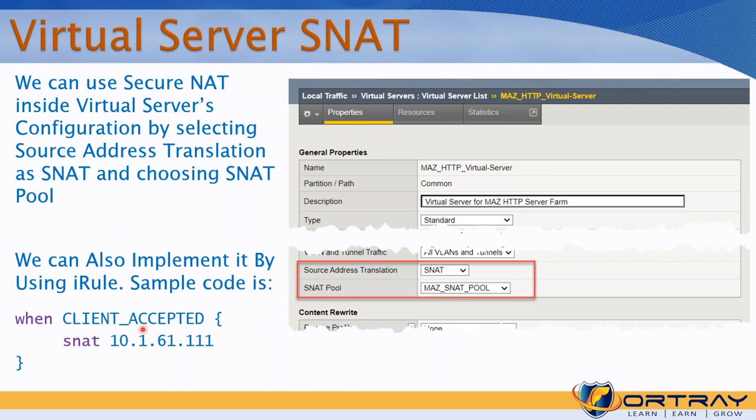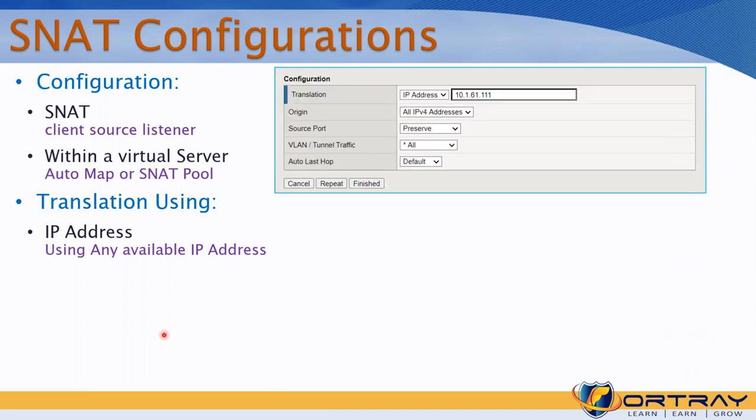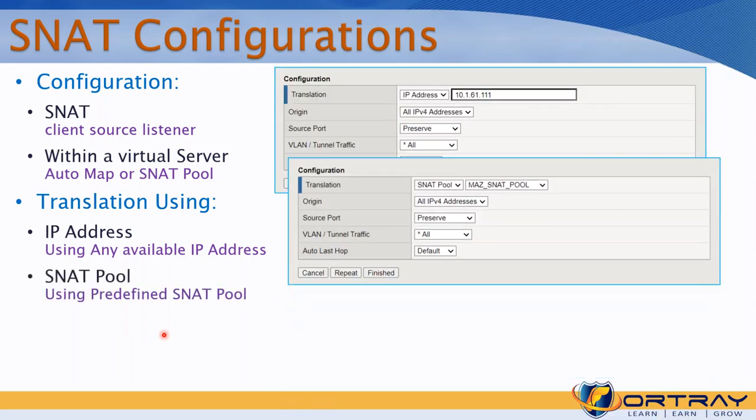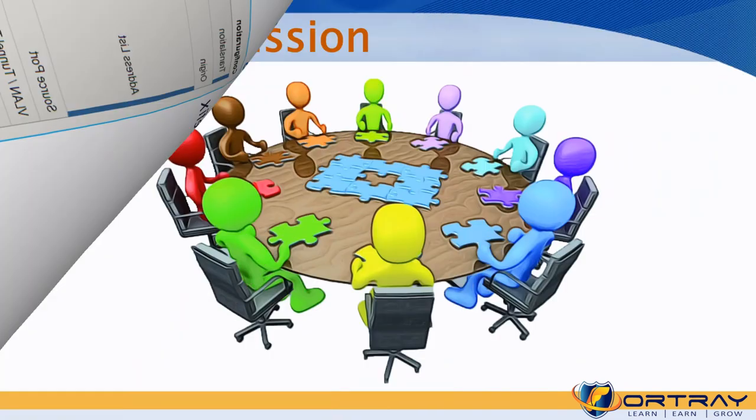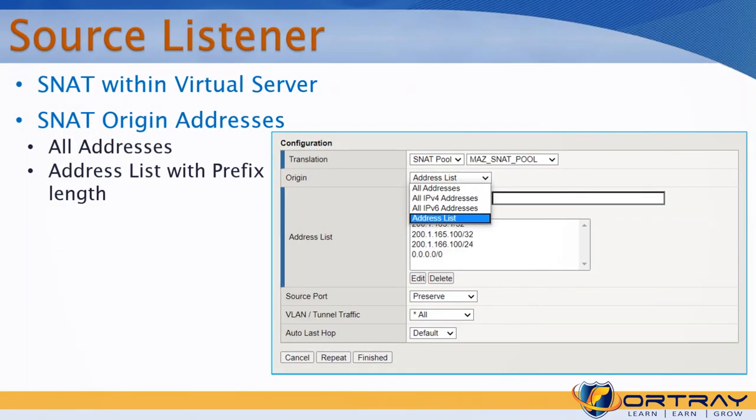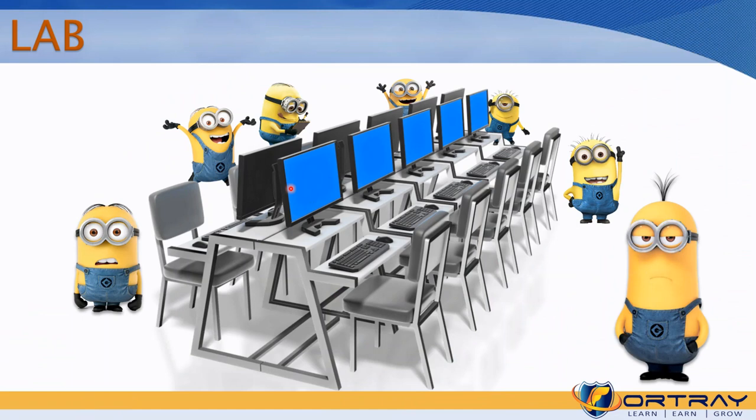In the iRule, you can say if the client is accepting requests from 10.1.61.111. SNAT configuration, client source listener within the virtual server: AutoMap, or SNAT by IP address using the IP address available, SNAT pool or AutoMap. SNAT within the virtual server. So you see this is the address list, all addresses, address list with the prefix length. Okay, so basically that's the overall concept of SNAT. Any questions? Let's do the lab.